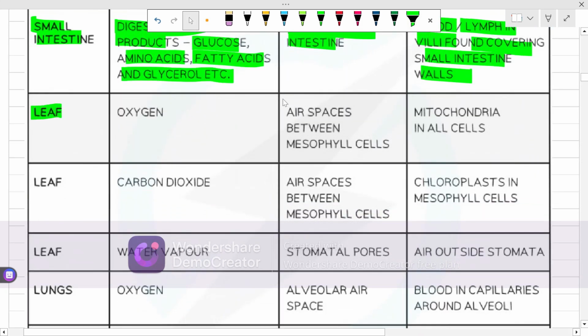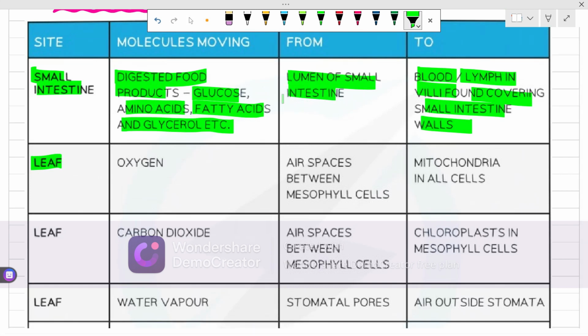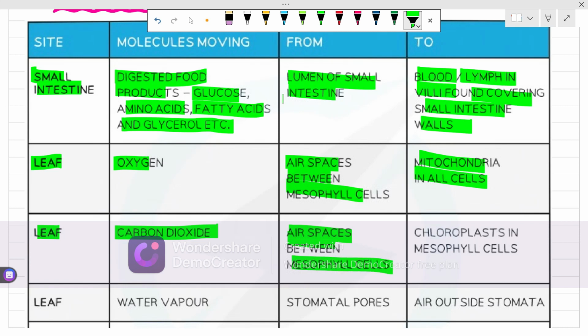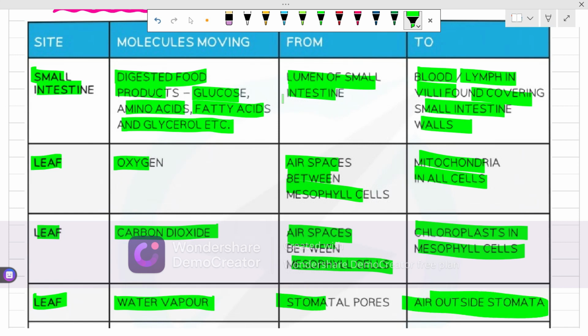The second site is the leaf. The molecule moving in the leaf is oxygen. Oxygen moves from air spaces between mesophyll cells to mitochondria in all cells. In the leaf we also have carbon dioxide, which moves from air spaces between mesophyll cells, usually spongy mesophyll, to chloroplasts in mesophyll cells, usually from spongy to palisade mesophyll. In the leaf again, the molecule moving is water vapor from the stomata, the pores in the stomata, to air outside.